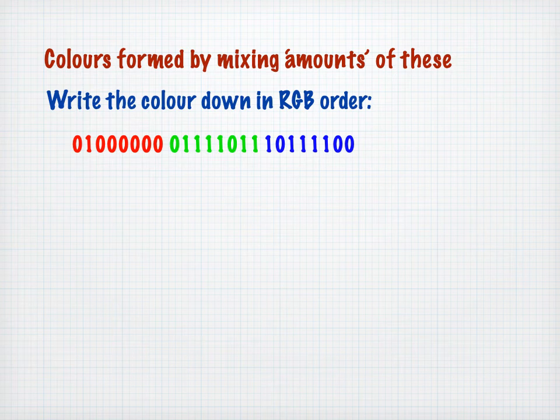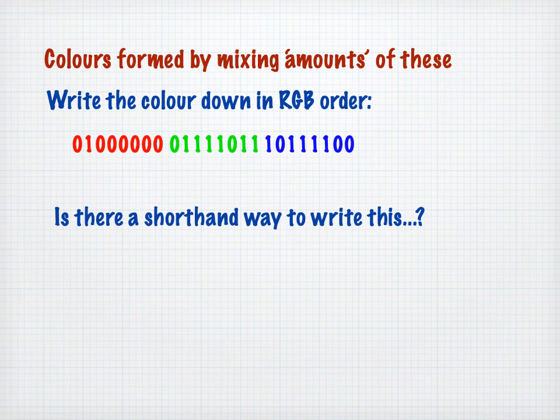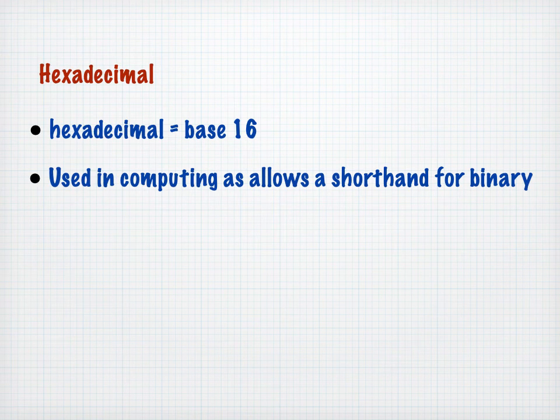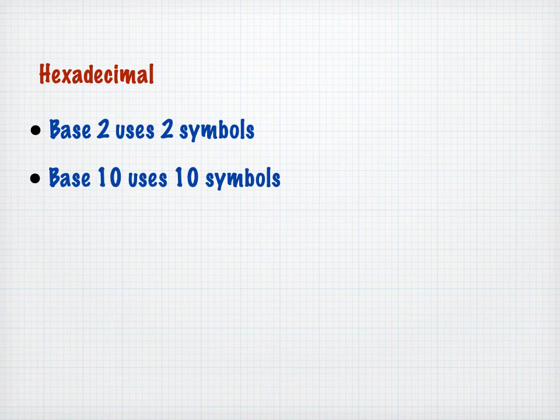Now it would be nice if there was a shorthand way of actually doing this, because obviously that's a bit of a hassle writing all those ones and zeros down. And this applies not just to colours but just to binary patterns in general. And there is a way of doing this, because what we can do is we can use hexadecimal. Now hexadecimal is another number base, it's base 16. And often hexadecimal is used in computing all the time because it is, as I've indicated, a shorthand for binary.